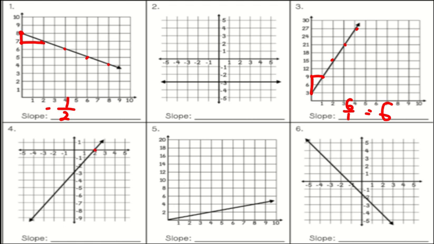Number 4, we get our points on the corners. Again, doesn't really matter which points I use, but if I go from here to here, from -3 to 0, how many am I going up? 3. I'm going from 0 to 2 then for my run. 0 to 2 is how far? 2. So I'd have 3 over 2.